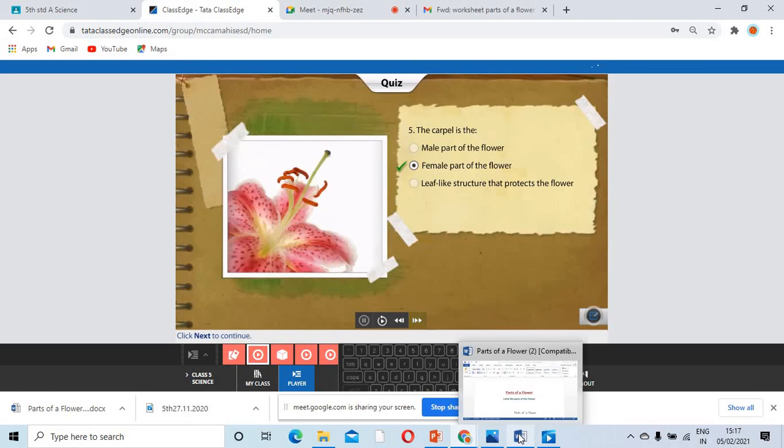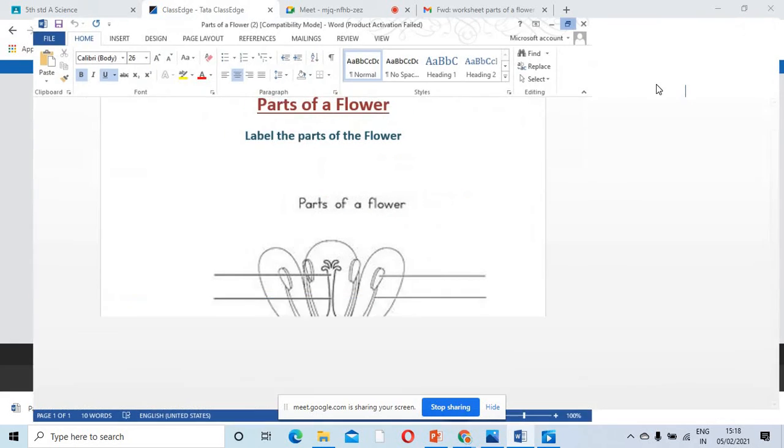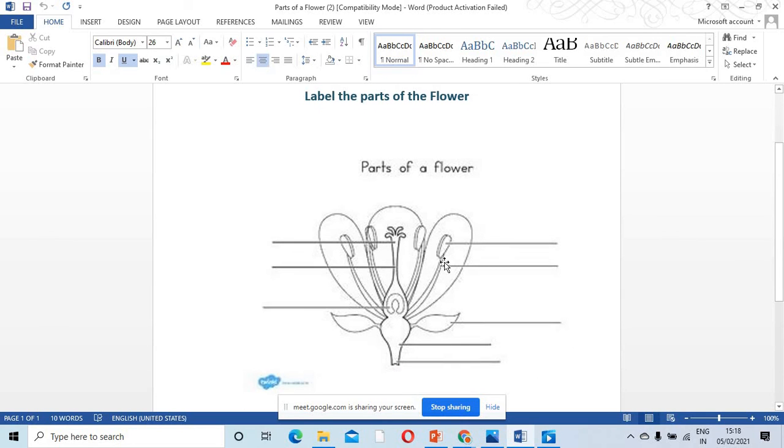Next, I am going to show you one worksheet. This will be sent to your Google Classroom, children. You are going to label the parts of the flower on your own, like a test. You can do it at home and send it to me. Label the parts of the flower. I hope this picture is very clear. It shows anther, filament, stigma, and anther and filament together you must write stamen. This side you will write stigma, style, ovary, and together you will write pistil or carpel. Then you can label the sepals and draw another arrow mark for the petal. You can color the flower beautifully and send it back to me.